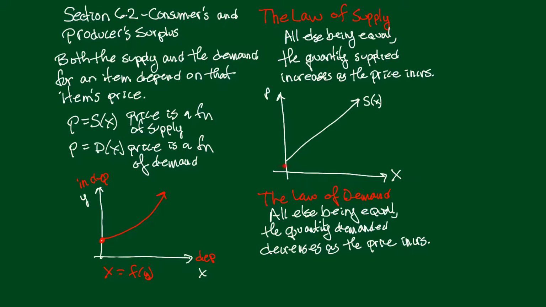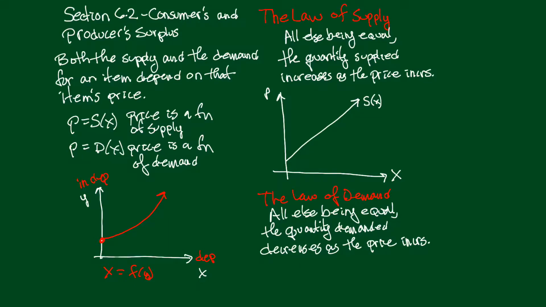So that's our supply curve. As the price goes up, the supply goes up. Now, here's the demand curve. The law of demand says all else being equal, the quantity demanded, now this is by consumers, the quantity the consumers demand decreases as the price increases.